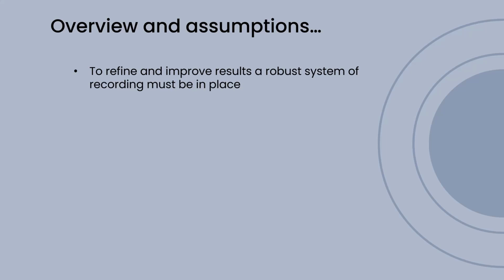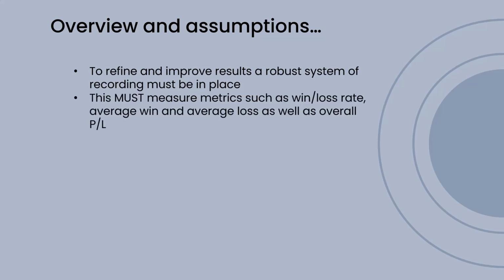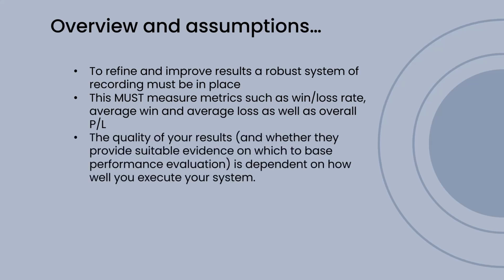Obviously, if you want to refine and improve results, a robust system of recording must be in place, and this must measure metrics such as win-loss rate, average win, and average loss, as well as the overall P&L. A really critical point is that the quality of your results is dependent on how well you execute your system. Without following your plan, any results that you obtain through partially trading your system are not going to be relevant in terms of system performance. Certainly they have relevance for your own performance, and perhaps you need to do some work either on increasing the belief you have in your system or, of course, become more disciplined generally anyway.